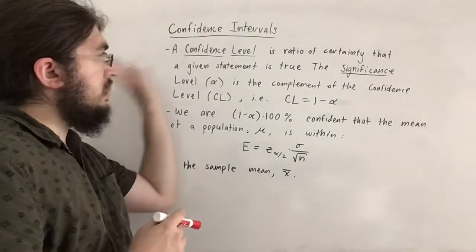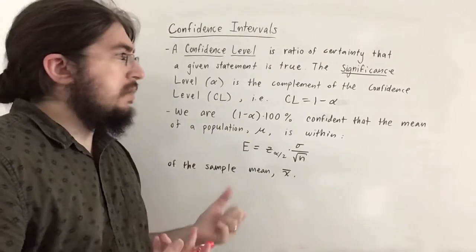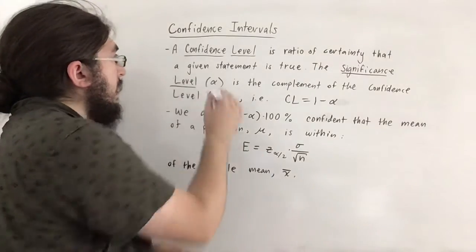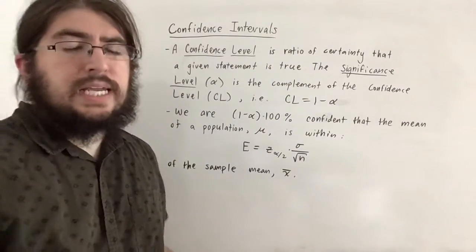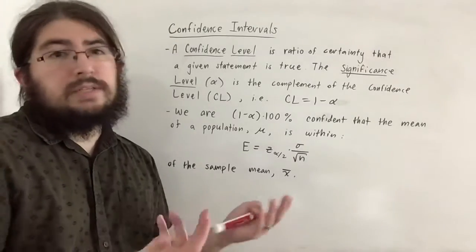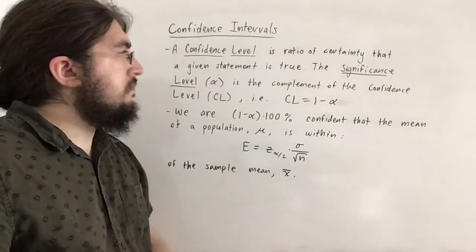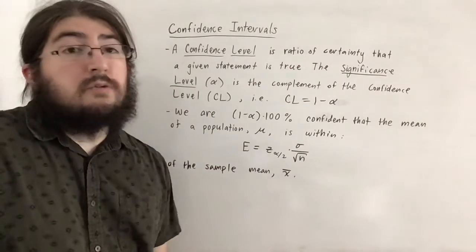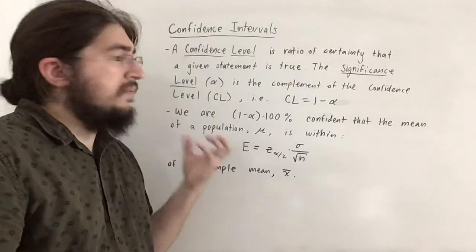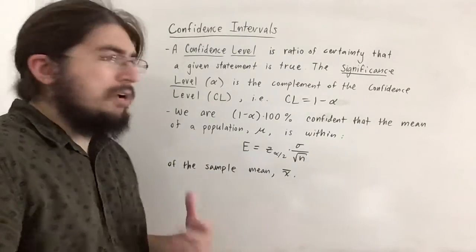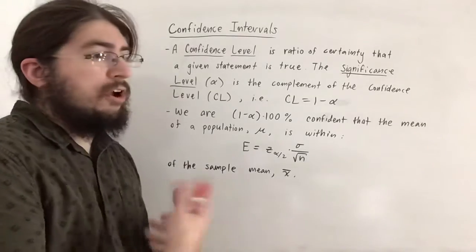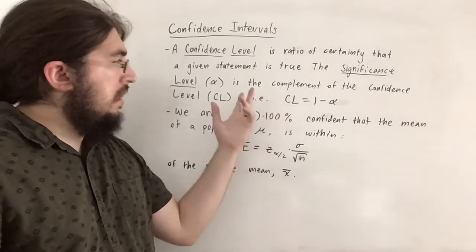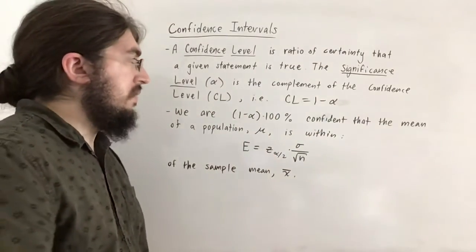So here first off, let's discuss what a confidence level actually is, and with that we need to discuss what is known as a significance level or a level of significance as well. So here we say a confidence level is just a ratio of certainty. So we're a certain level of confident that our answer is indeed correct, that a given statement is true. The significance level alpha is the complement of the confidence level. So if we're 95% confident, then that means our significance level is 5%. So it's how significant our confidence is basically, or how far off we are from being accurate. That's kind of how you would see it. So in other words, CL, confidence level, is 1 minus alpha, which is the level of significance.